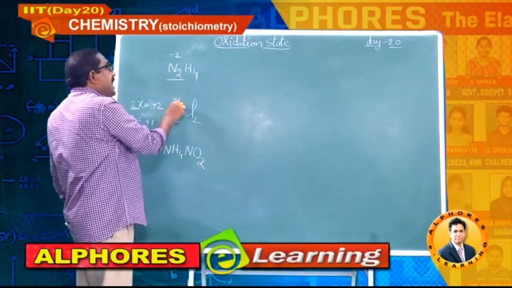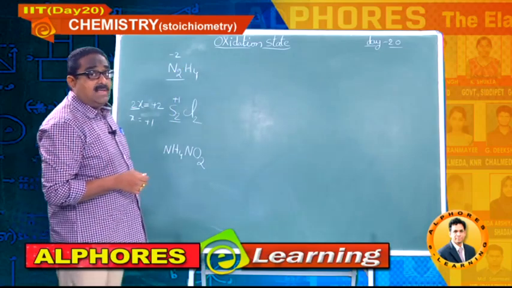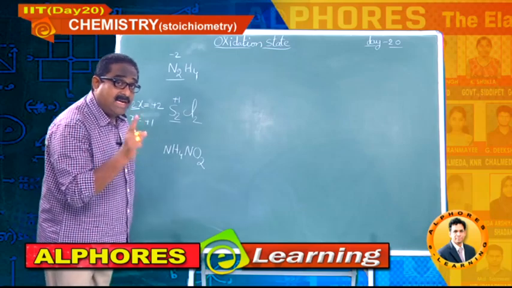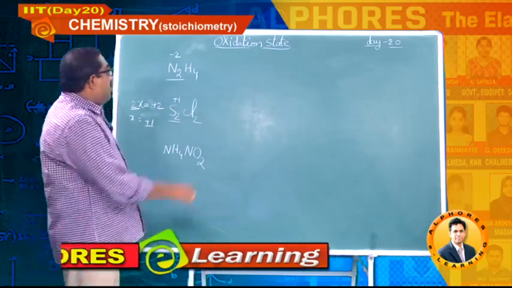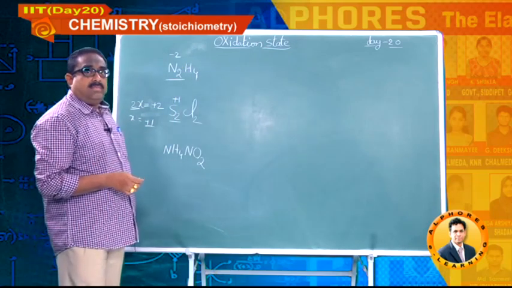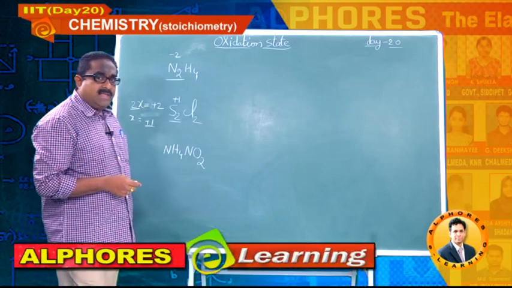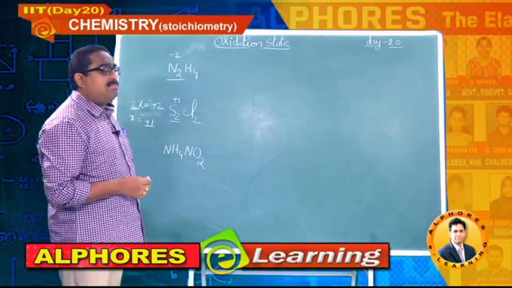By using the rules, what we are getting is the average oxidation state of the element. For both the sulfurs, the average is +1. For both the nitrogens, the average is -2. But to get the individual oxidation states, we need the structural and bonding aspects of that particular compound.